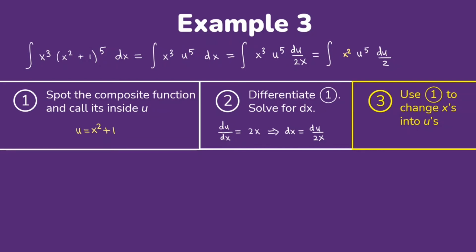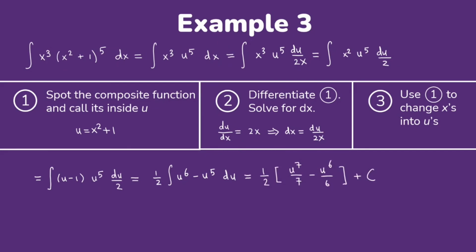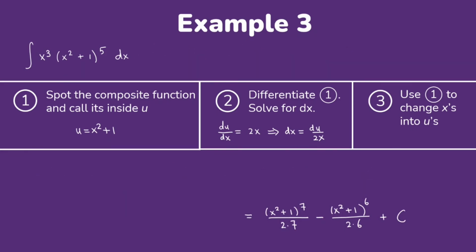Conveniently, u equals x squared plus 1 relates x squared in terms of u. X squared is just u minus 1. With this relation, our integral becomes u minus 1 times u to the 5th times du over 2. Now, pull out 1/2 and distribute the multiplication, and use the power rule to integrate. And we get 1/2 times u to the 7 over 7 minus u to the 6 over 6, plus a constant c. Since we want an answer in terms of x, we just sub in x squared plus 1 in place of u. And we have our answer.